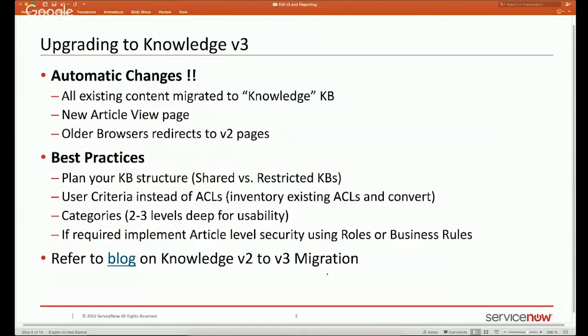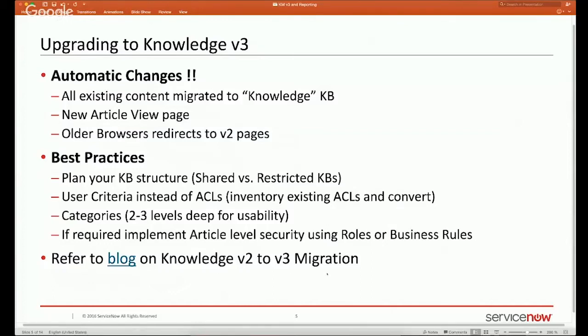Categories: while the system allows you to have multi-level categories instead of the two-level topic and category in V2, we do recommend that you keep it to 2 or 3 levels deep from a usability standpoint. The system can support n-level depth, but users may lose track after 3 or 4 layers. So that's the recommendation.